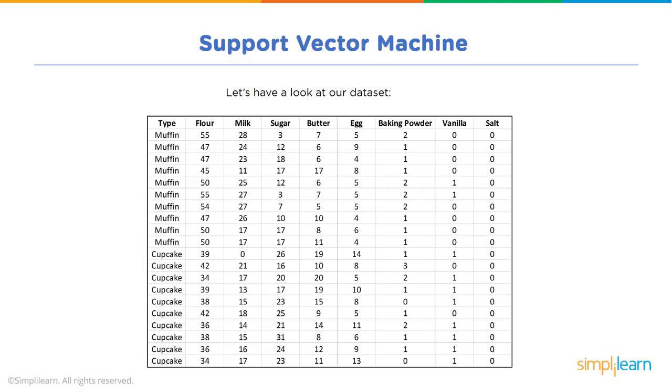And we have the different recipes here. We have a muffin recipe that has so much flour. I'm not sure what measurement 55 is in, but it has 55, maybe it's ounces? But it has a certain amount of flour, a certain amount of milk, sugar, butter, egg, baking powder, vanilla, and salt. And so based on these measurements, we want to guess whether we're making a muffin or a cupcake.